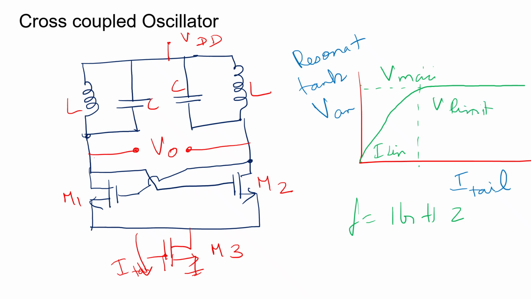This is the operation of a cross-coupled oscillator, where I tail is in milliamps and the voltage amplitude of the resonant tank circuit is in volts. This is about the cross-coupled oscillator.